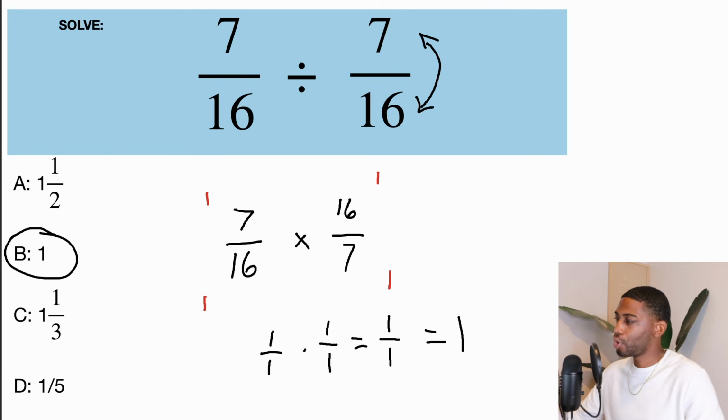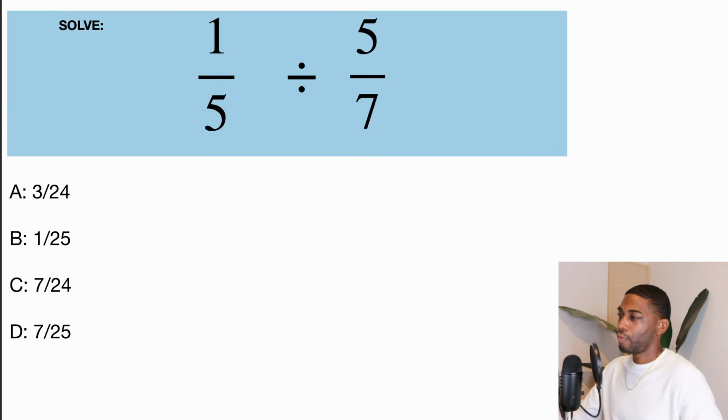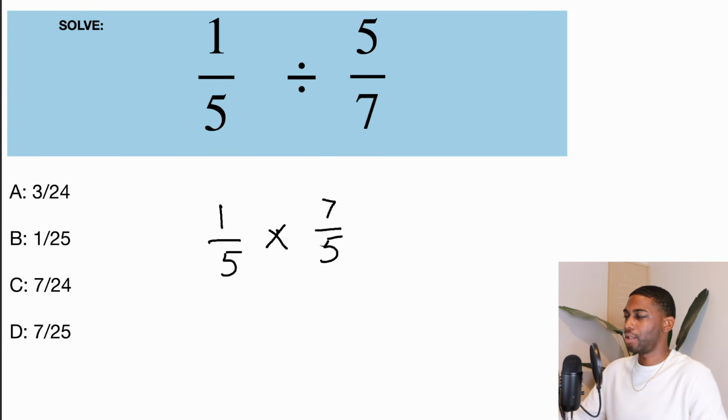All right, let's do 2 more questions before we go ahead and wrap it up for dividing fractions. 1 over 5 divided by 5 over 7. So we keep the first fraction the same. And instead of dividing by, we're going to multiply by the reciprocal. Instead of 5 over 7, we know that it's going to be 7 over 5.